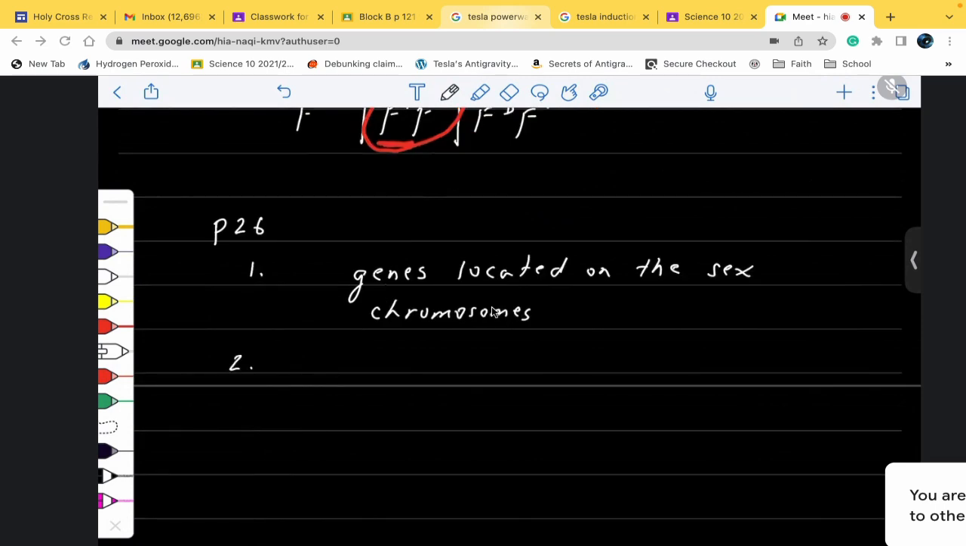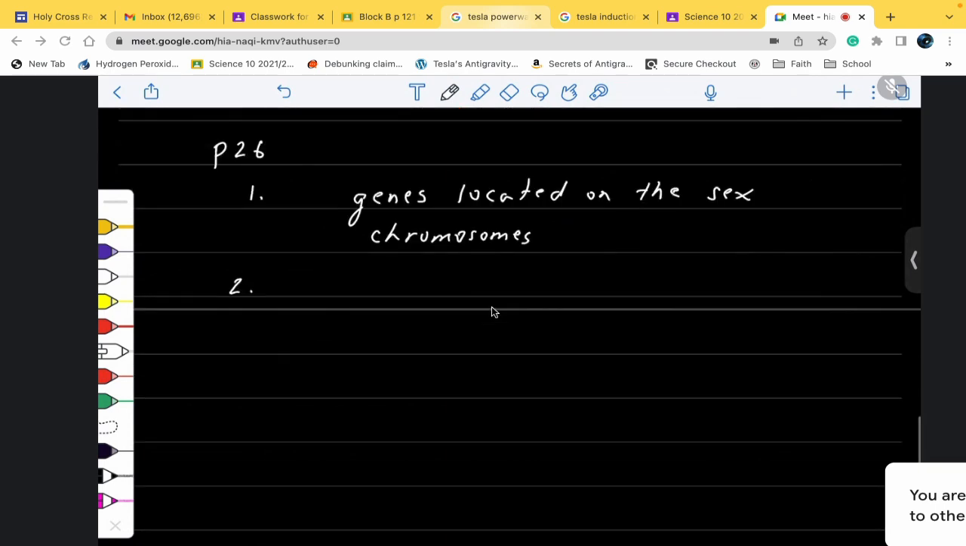Okay, 2. Consider the X-linked trait of hemophilia. It's a blood disorder. What's the genotype for each of the following individuals? A, a man with hemophilia. Obviously he's going to have X and Y. It's the X chromosome that comes from the woman, so that must be the carrier for hemophilia. It's a recessive trait, so it's lowercase h. If it was uppercase H, he would be normal.